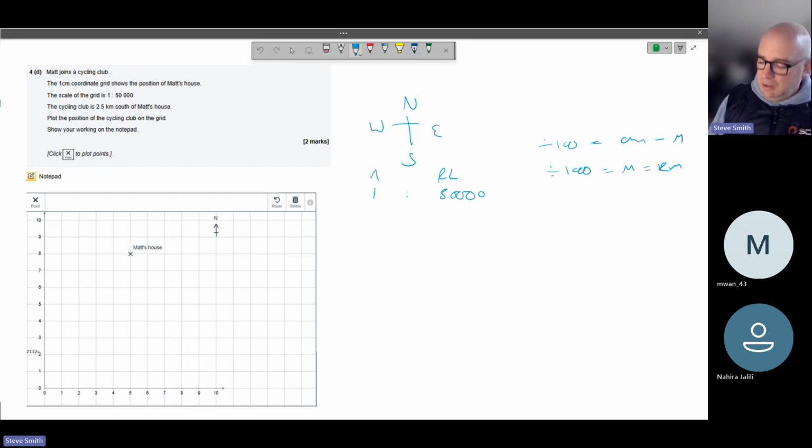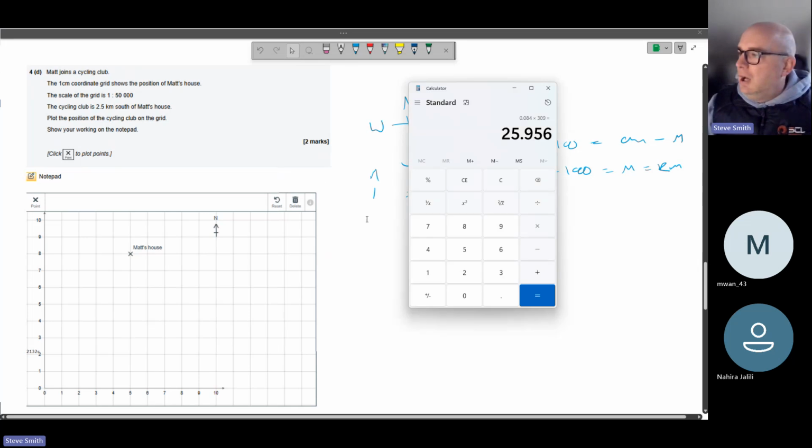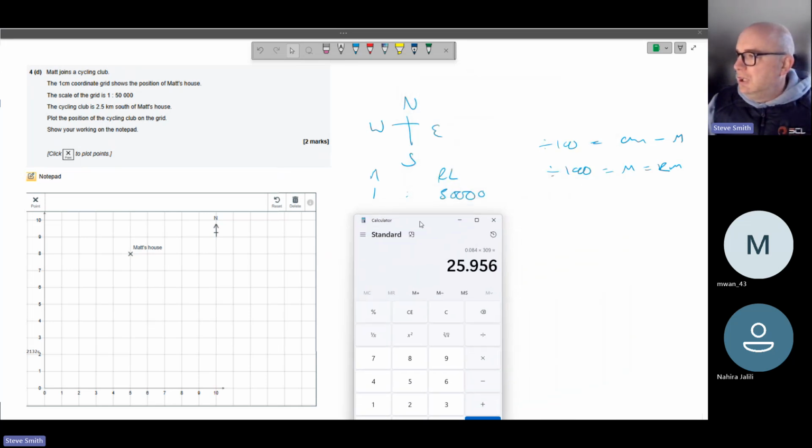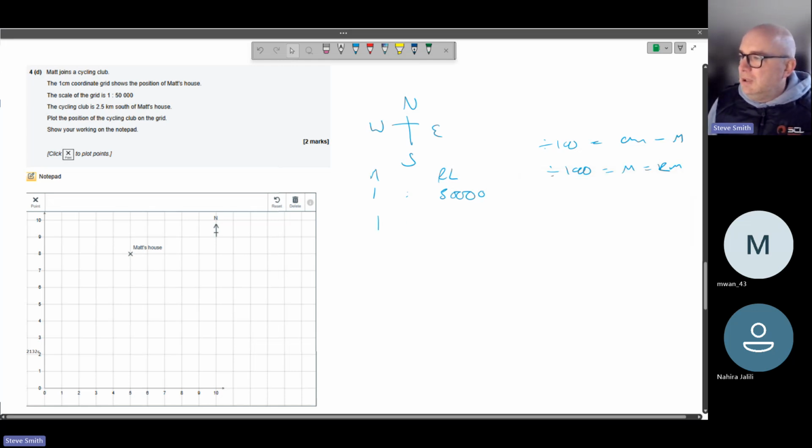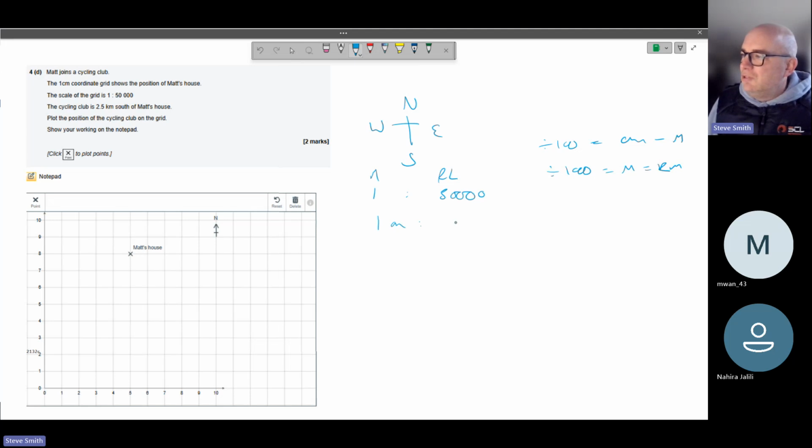Yeah, I have. But again, it's that 2-stage process where it's real life. I know meters and centimeters, so let's do it in real life. And it does work the other way around. So 50,000 centimeters in real life. Divide by 100, that's how many meters I've got: 500 meters. And then I divide that by 1,000, and I'm in kilometers now: 0.5. So I know that 1 centimeter on the map is the same as 0.5 kilometers in real life.